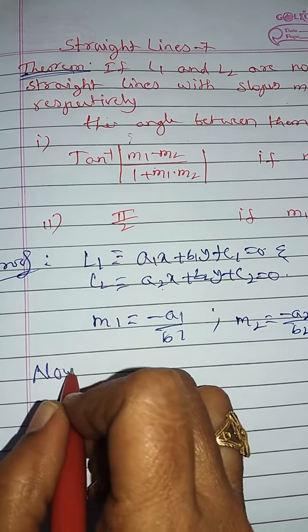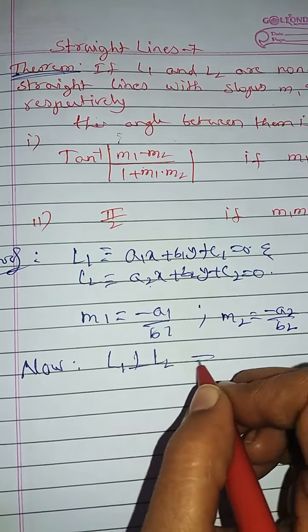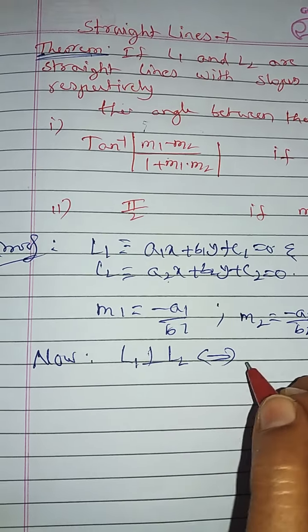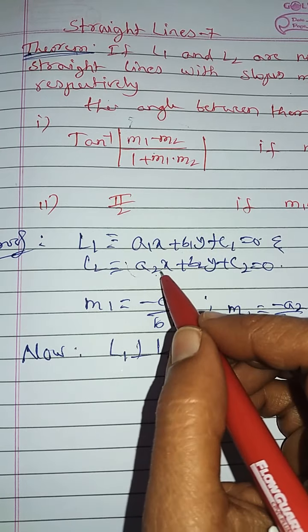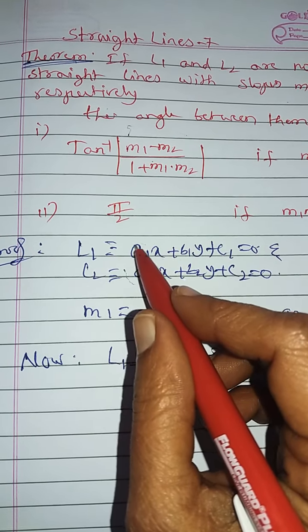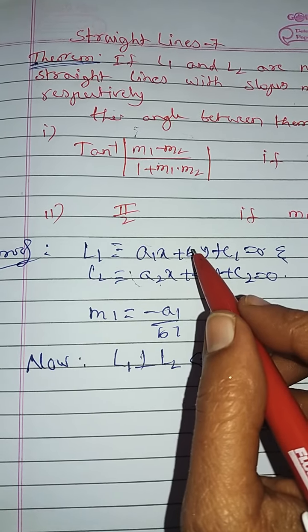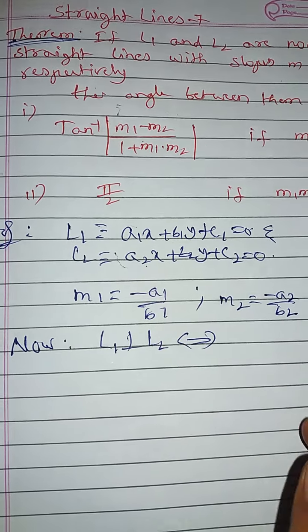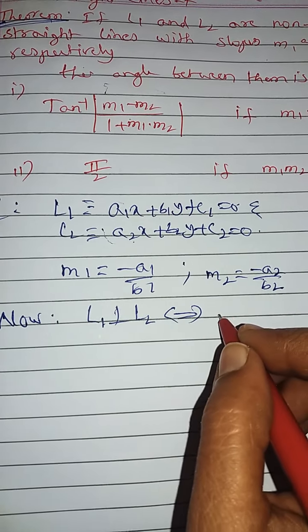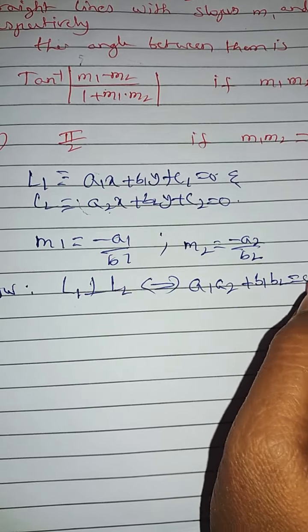Now I will go to the condition. L1 is perpendicular to L2. When the two lines are perpendicular, the product of x coefficients plus the product of y coefficients should be 0. This is a condition I explained in my previous classes. We will get a1 a2 plus b1 b2 equal to 0.